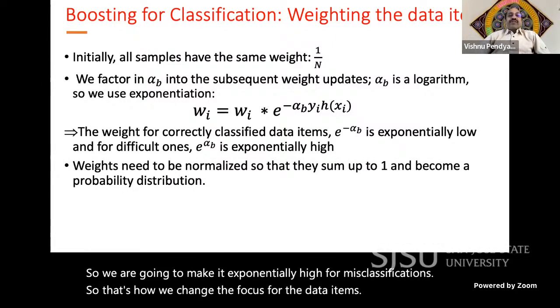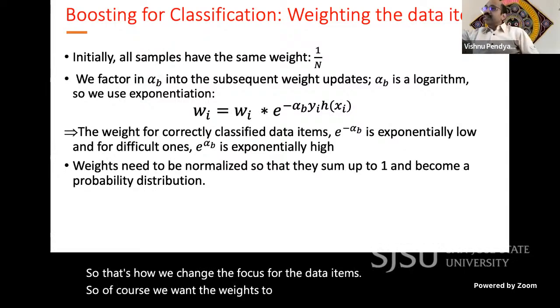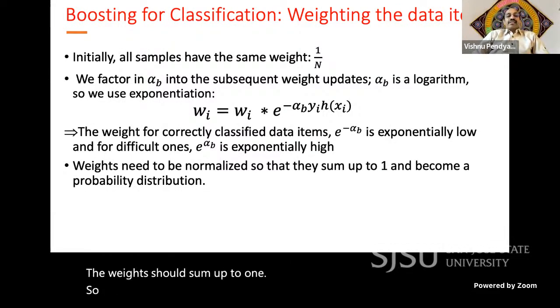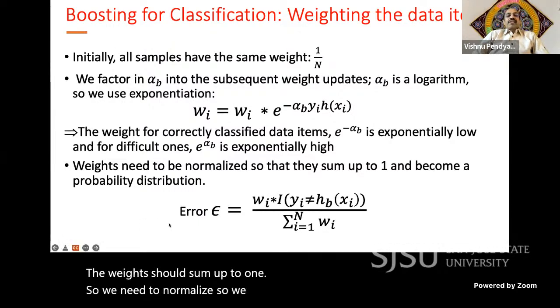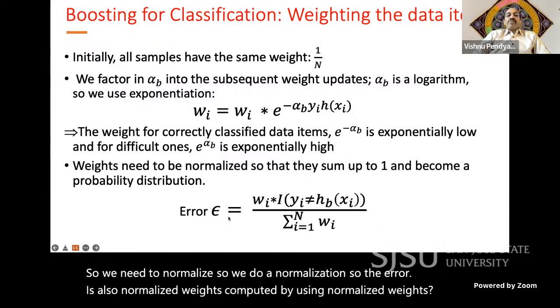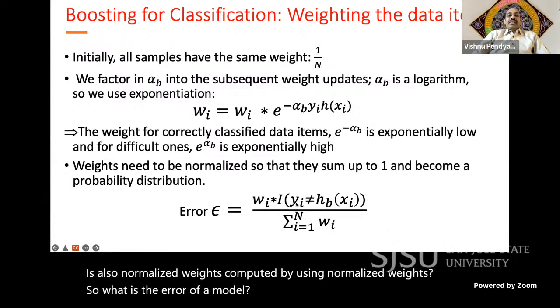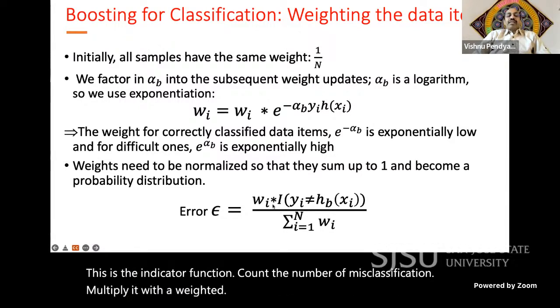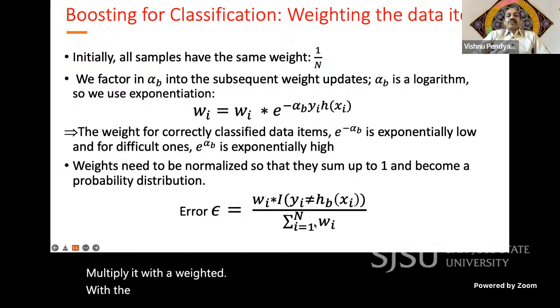So of course, we want the weights to be a distribution, right? You know the meaning of a distribution. The weights should sum up to 1. So we need to normalize. So we do a normalization. So the error is also computed by using normalized weights. So what is the error of a model? This is the indicator function. Count the number of misclassifications, multiply it with the normalized weight, right? That's what we are doing here.